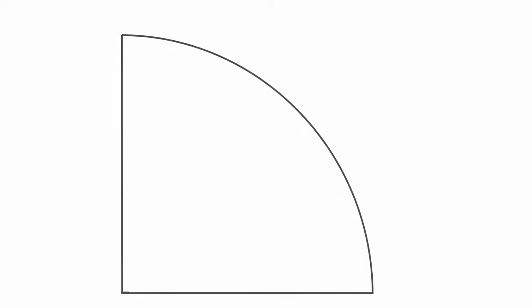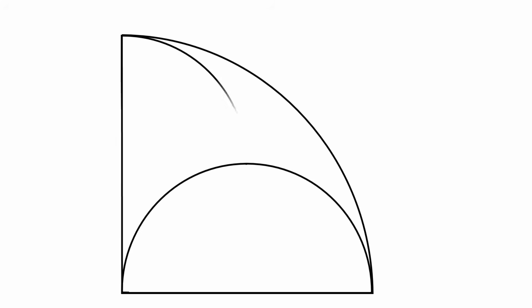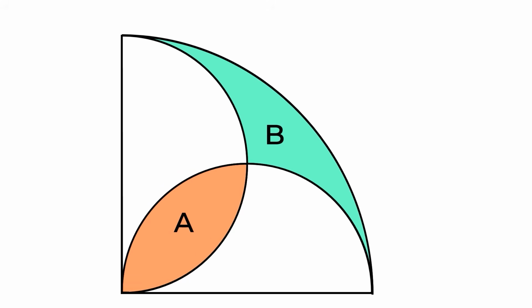A quarter of a circle, a quadrant. On its two straight sides, we've drawn two semicircles facing inwards. Notice how they create two distinct regions. This curved lens where they overlap, let's call that area A, and this lonely petal in the corner, let's call that B. Your mission: prove that area A equals area B.